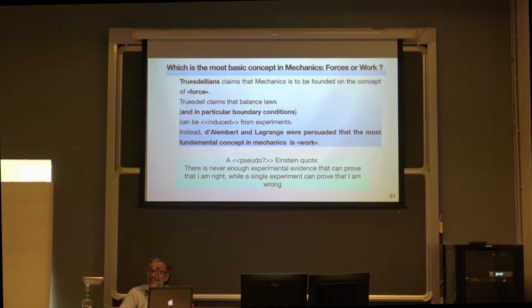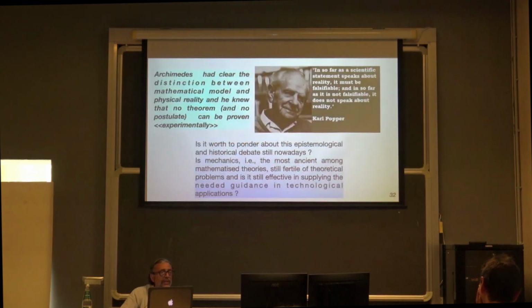Okay, Einstein maybe said, there is never enough experimental evidence that can prove that I'm right, while a single experiment can prove that I'm wrong. So Archimedes understood this. Okay? Here you find the basic idea of Popper's falsificationism. In French, you use another name, not falsificationism, but you have changed the name just for causing troubles.